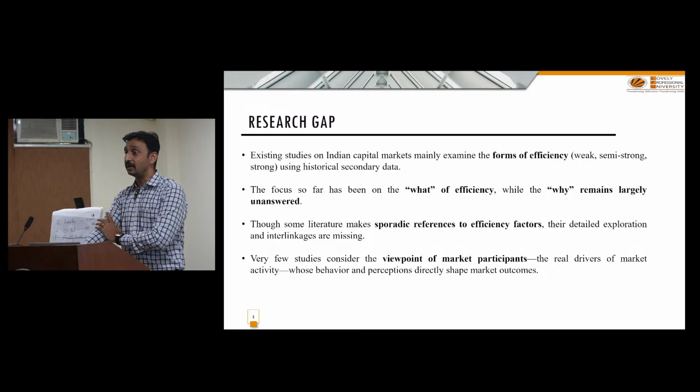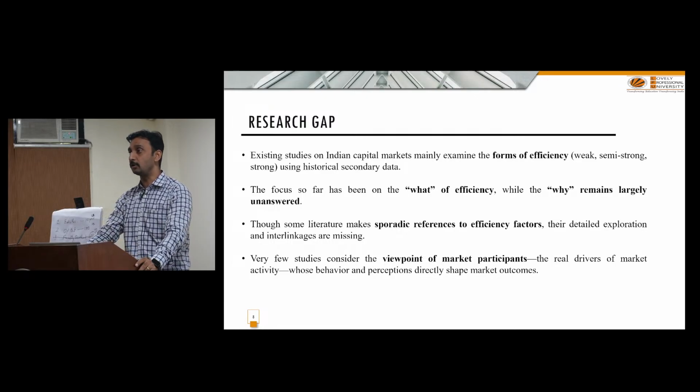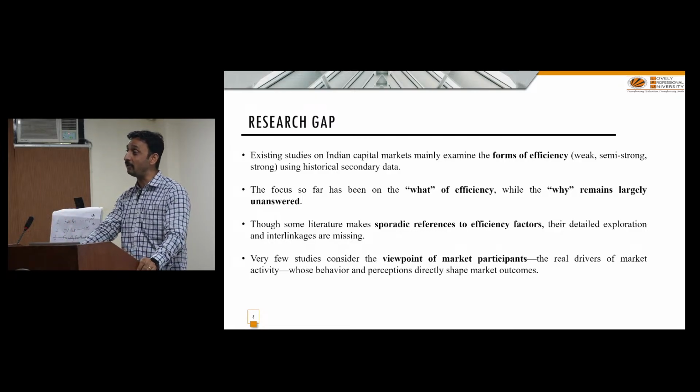What are these factors? Why is the "why" factor largely absent when we look into all these kinds of research? The researchers always talk about the Indian market being a semi-strong form of efficiency, or a weak form of efficiency, but no one talks about the why factor. That is what I am going to look into in this study. What are the latent factors that are contributing to, and lagging, the market efficiency of the industry?